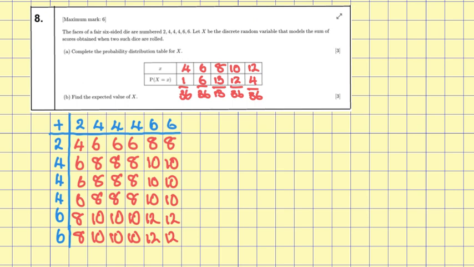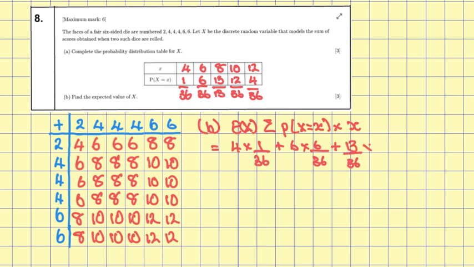Now we can work out the expected value. Remember that the expected value of x is the sum of the probability that x equals x times x. So we've got 4 times 1 over 36 plus 6 times 6 over 36 plus 13 over 36 times 8 plus 10 times 12 over 36 plus 12 times 4 over 36, which when you work it out comes to 26 over 3.